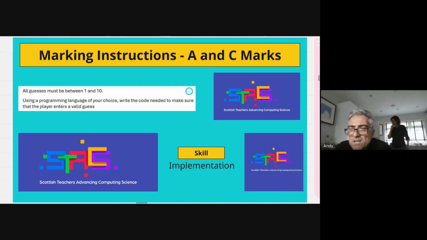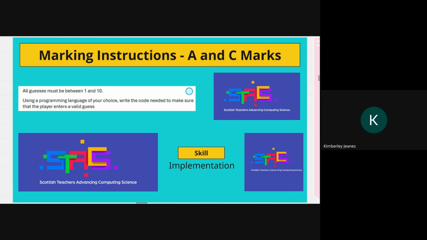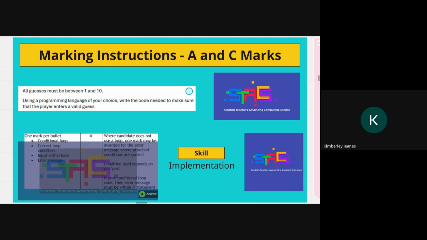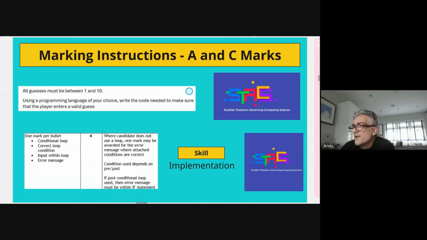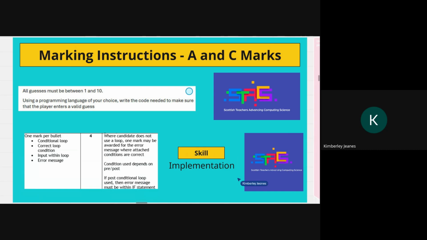When people were voting on the marks for this one, it was mainly 4 that they were going for, and I'm presuming that's right. Yeah, a lot of people actually voted for 2 as well, but let's see what it comes up with. Okay, so there we go. It was 4 marks for this one. 1 mark for the conditional loop, 1 mark for the condition, a 3rd mark for asking for input inside the loop, and a final mark for the error message. Okay, so not a big surprise with that one. No, well, actually, I think there were mixed responses to that one.